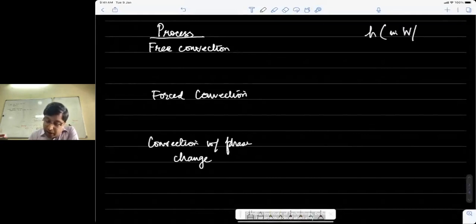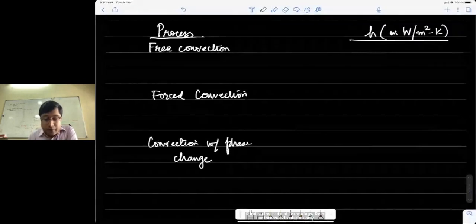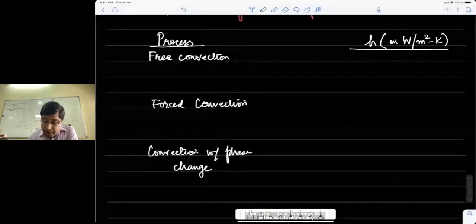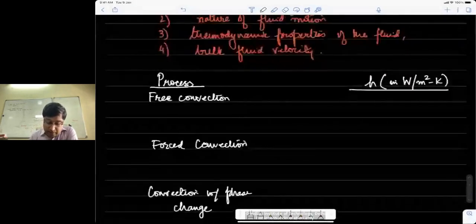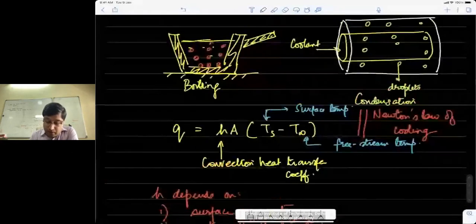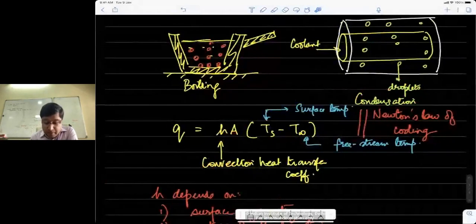The units of h are watt per meter square Kelvin. Please remember this. For consistency of units, it should be in watt per meter square Kelvin, because if you look at Newton's law of cooling, we have Q, which is in watts, the temperature difference, which is in Kelvin, and A, the area, which is in meter square. So clearly, h should be in watt per meter square per Kelvin.